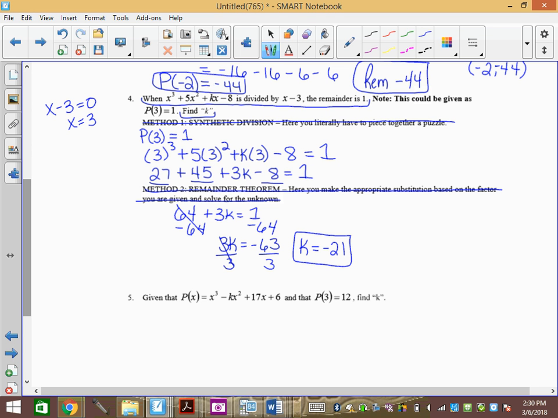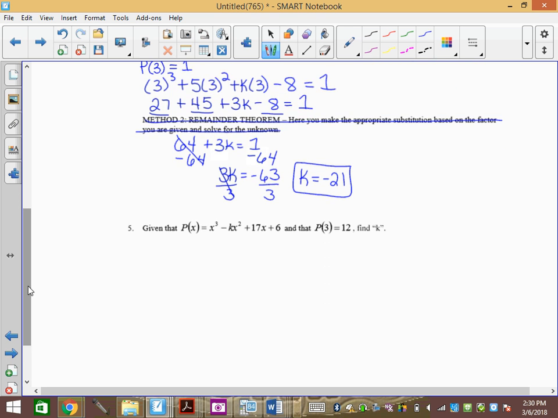How could I check this? Yeah. Put the negative 21 back in for k. Plug 3 in for x. And what should I get for an answer? 1. If I plug negative 21 in for k, I plug 3 in for the x's, my answer should be the remainder, which is 1. So you can check it. I want you guys to try number 5.